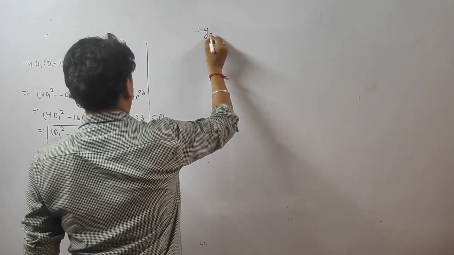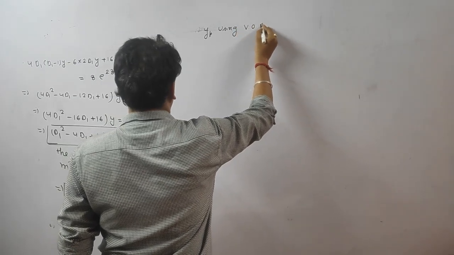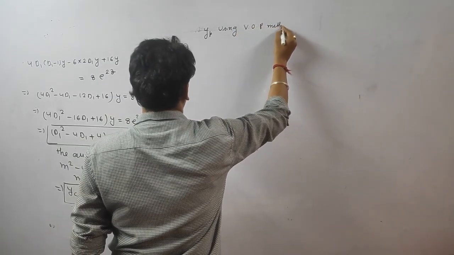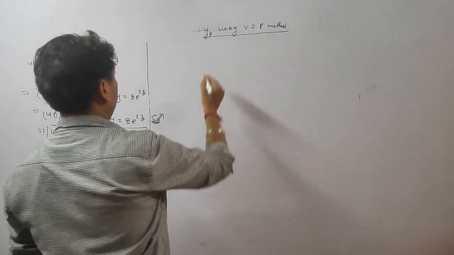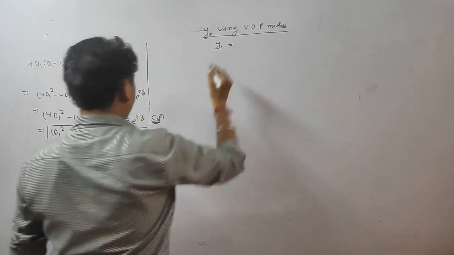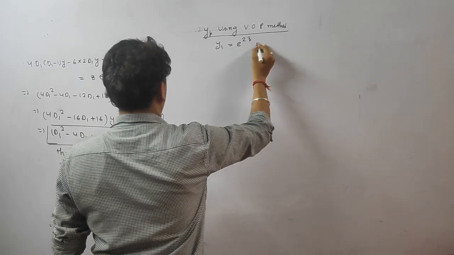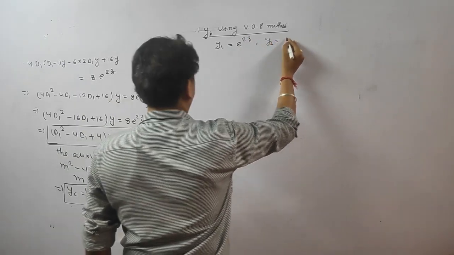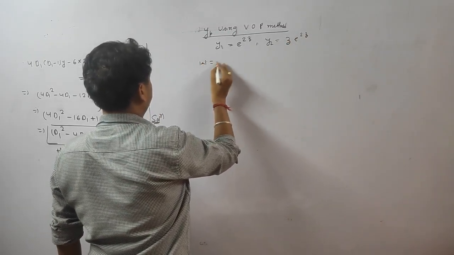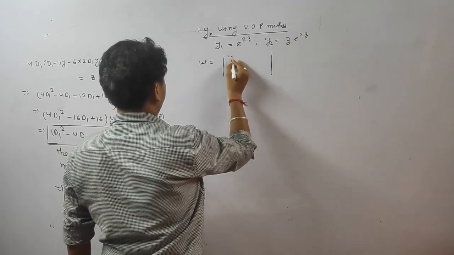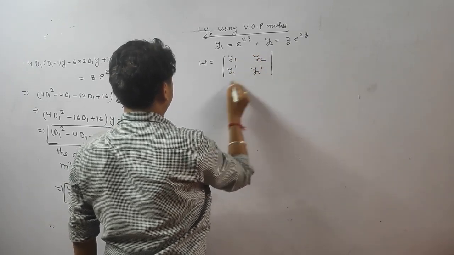So yp using variation of parameter method. What is your y1? Y1 means coefficient of C1, that is e to the power 2z. What is your Y2? Z e to the power 2z. What is Wronskian? Y1, Y2, Y1 dash, Y2 dash.